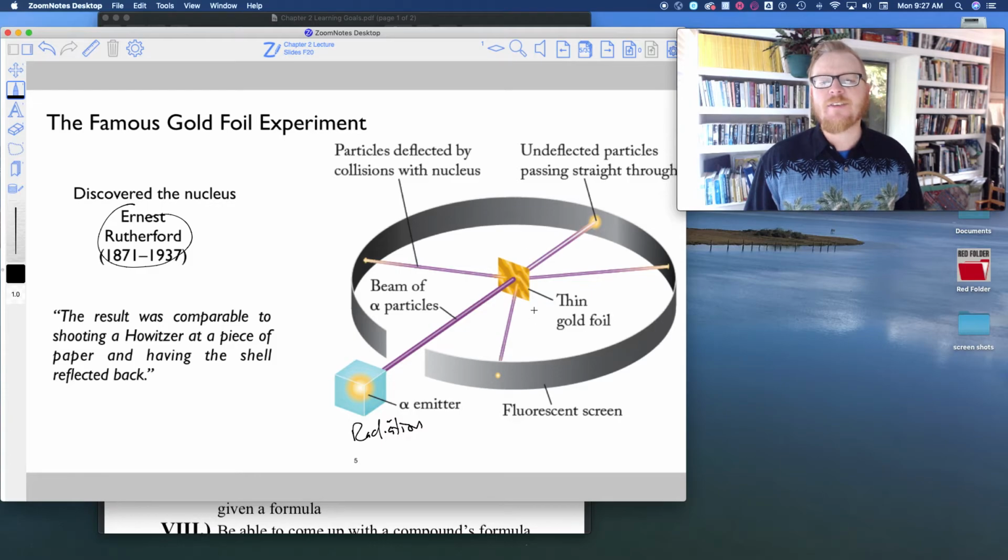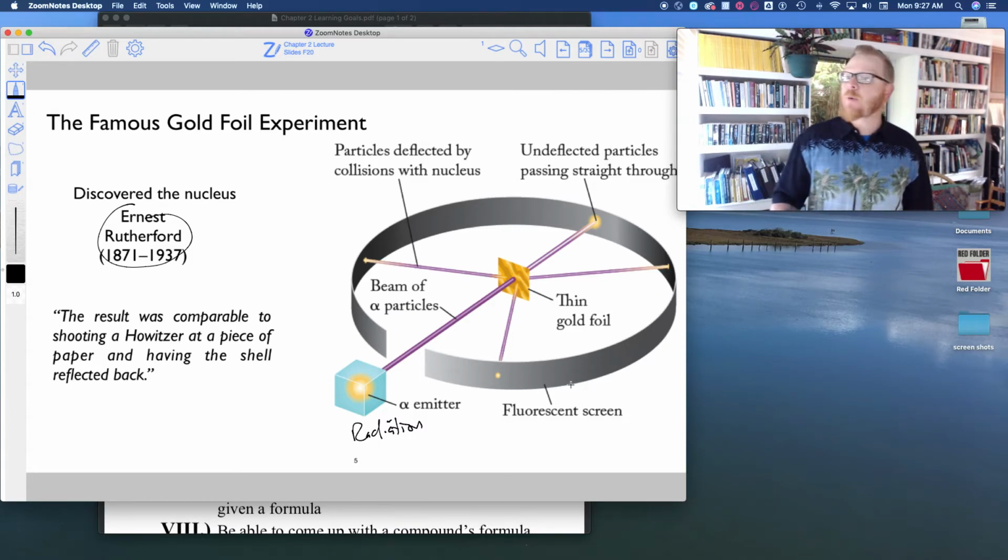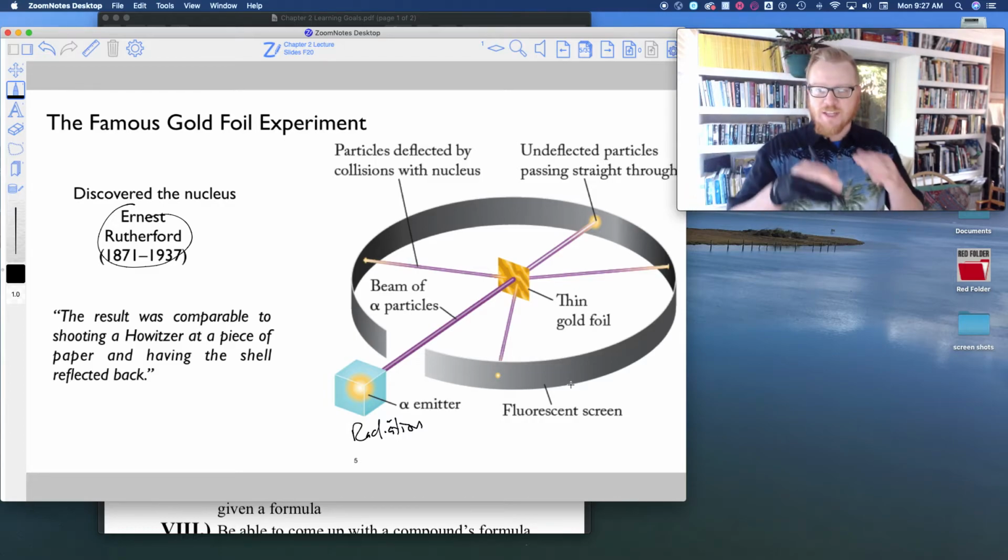And he took a very thin piece of gold foil, so imagine aluminum foil, but made out of gold, okay? And he had another one of these screens that would allow him to see any particles or electrons. Of course, they have to strike the screen so that he can see them. They're not going to be able to see the beam like is shown in this picture, but this fluorescent screen is going to show you any particles that deflect, specifically the alpha particles, right?